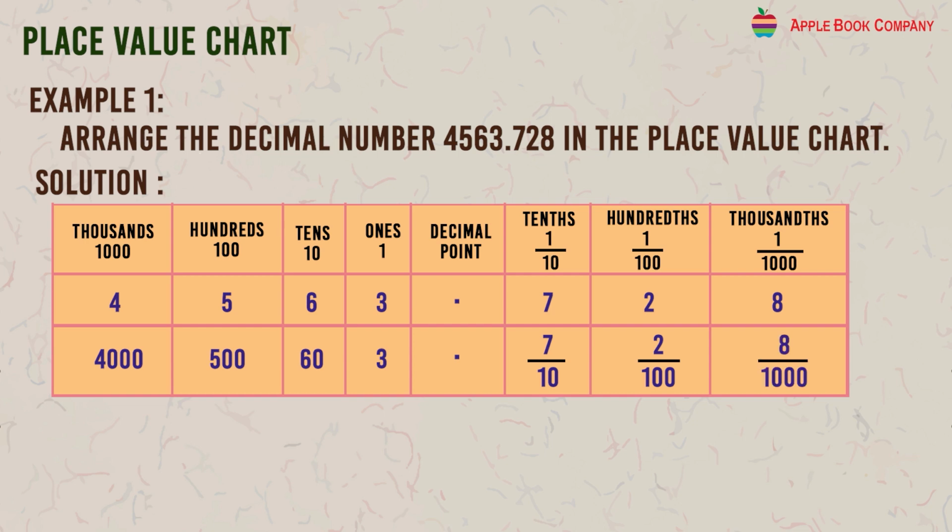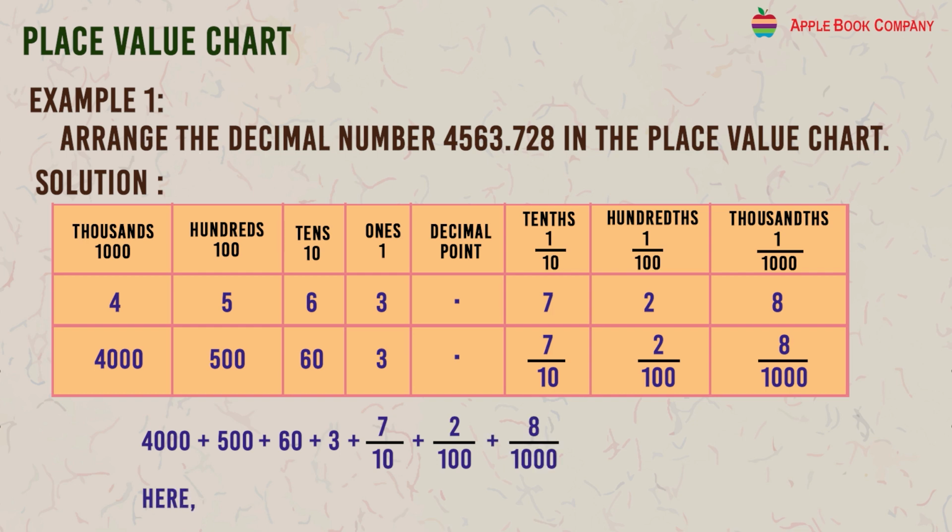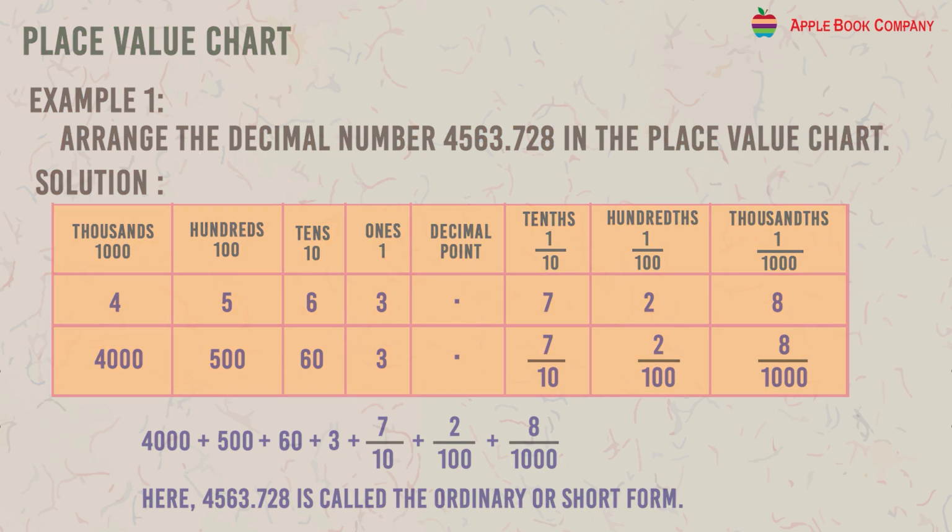Hence we may write 4563.728 in expanded form as 4000 plus 500 plus 60 plus 3 plus 7 by 10 plus 2 by 100 plus 8 by 1000. Here 4563.728 is called the ordinary or short form.